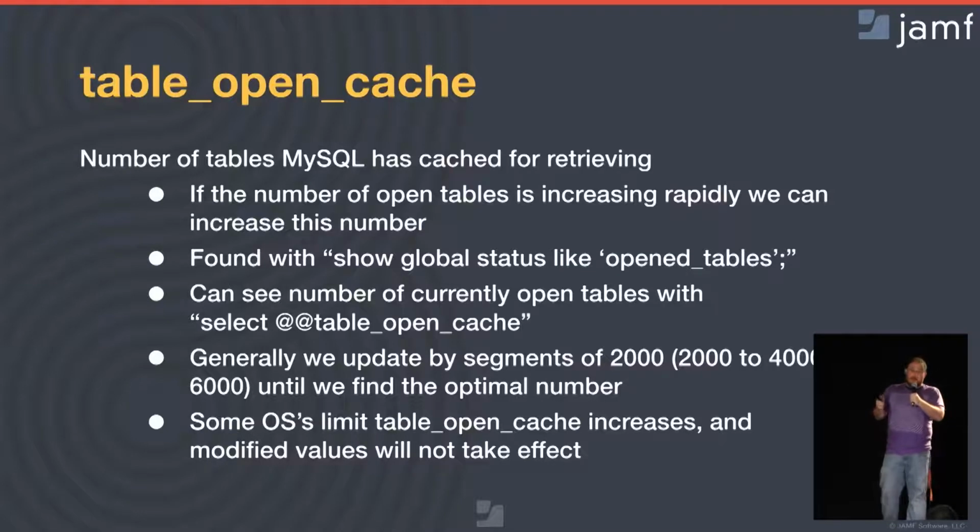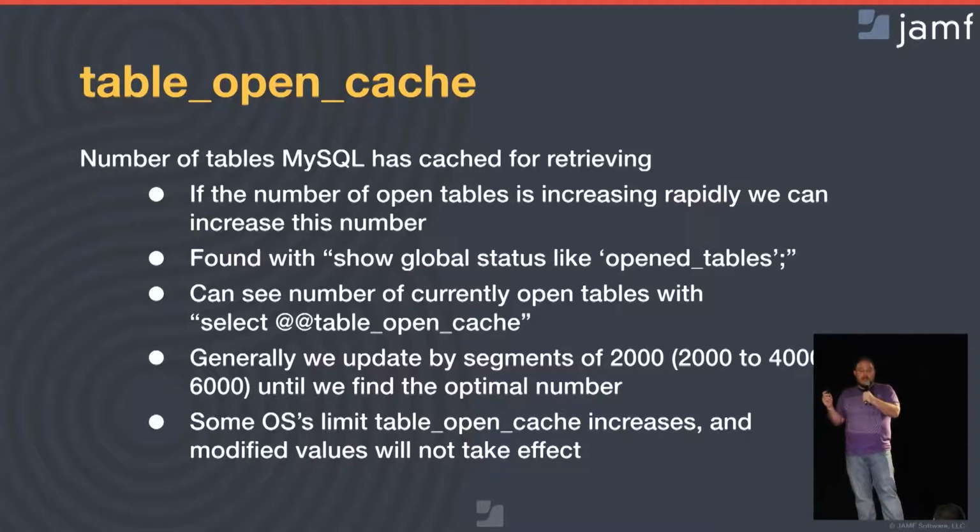Unfortunately, there are some operating systems that do have a hard limit to what this value can be. The ulimit of the operating system itself prevents us from increasing it to any specific degree. Examples of this are Mac OS and CentOS. Both of them have hard-coded limits to what we can modify with the table open cache.